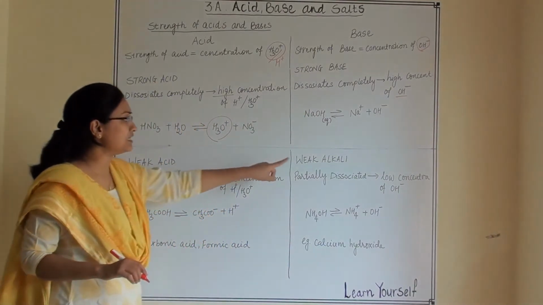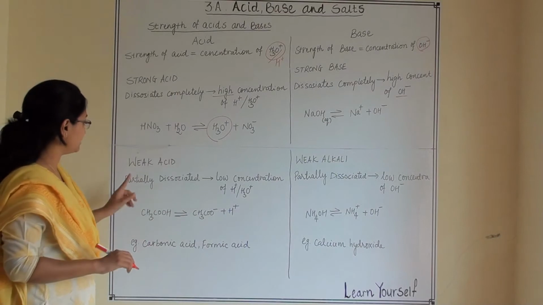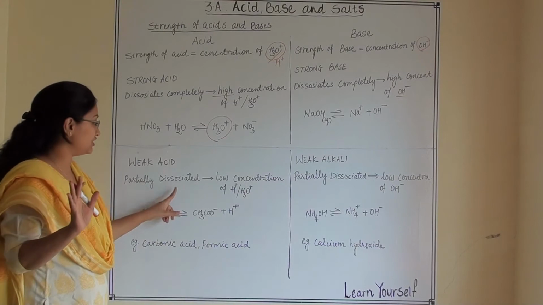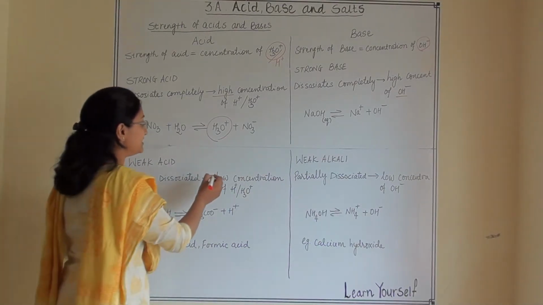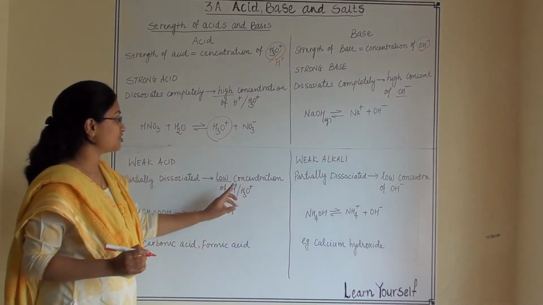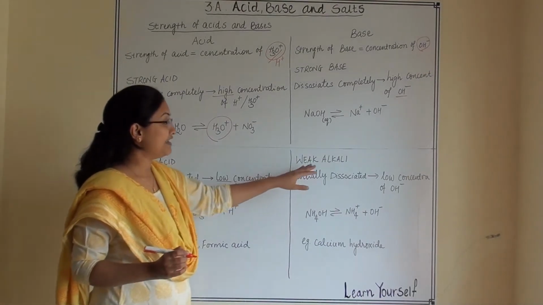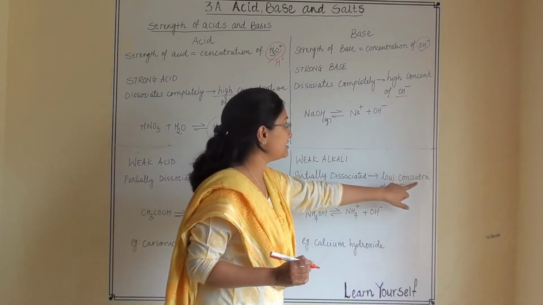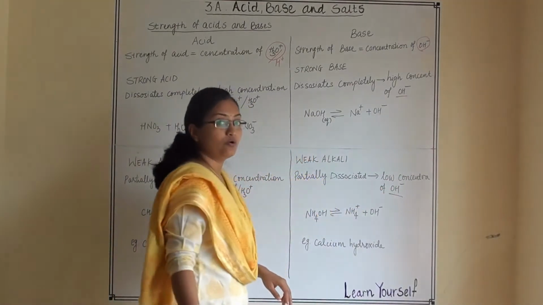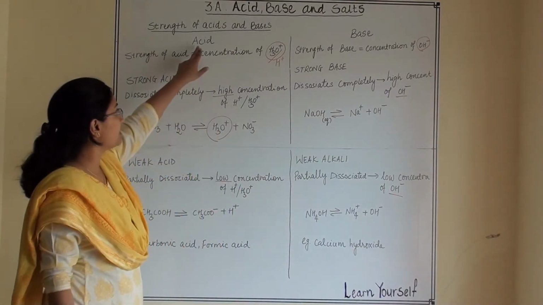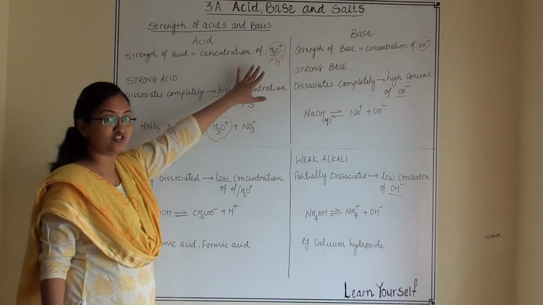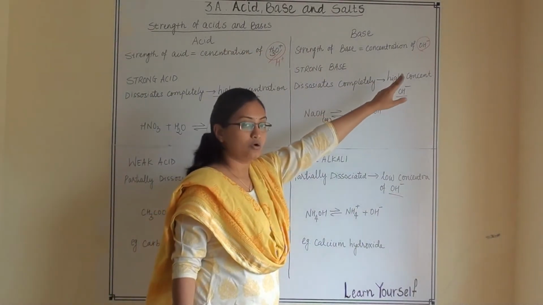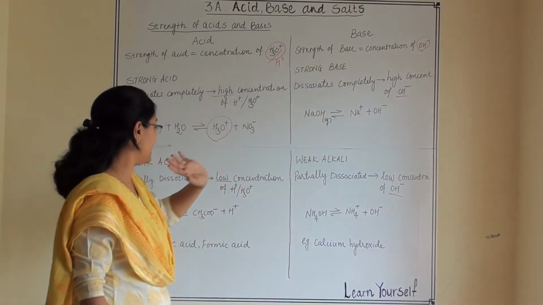Now when they are weak, it is completely opposite. It partially dissociates, it does not dissociate completely, so it generates a low concentration of hydronium ion. When it is a weak alkali, it also partially dissociates and gives a low concentration of OH minus. Always remember, when it is an acid, the concentration of H plus or H3O plus will matter. When it is a base, the concentration of hydroxyl ion will matter.